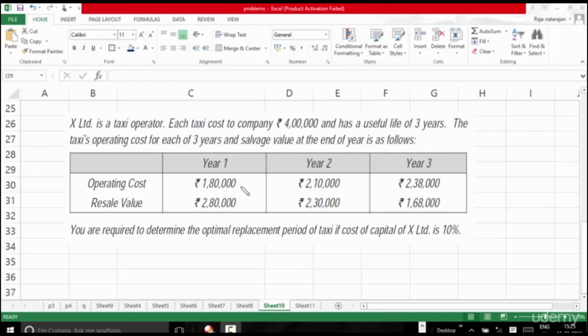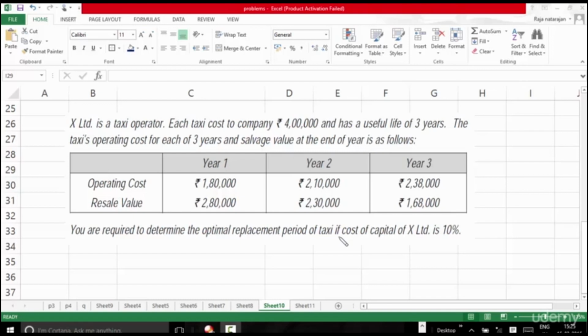Year 1 operating cost is 1 lakh 80,000 and resale value is 2 lakh 80,000. Year 2 operating cost is 2 lakh 10,000, resale value is 2 lakh 30,000. Year 3 operating cost is 2 lakh 38,000, resale value is 1 lakh 68,000. You are required to determine the optimal replacement period of the taxi if the cost of capital is 10%.